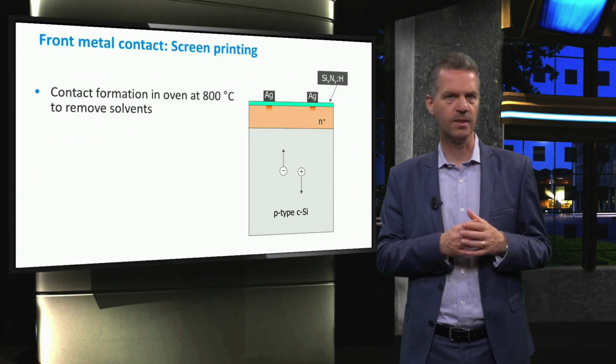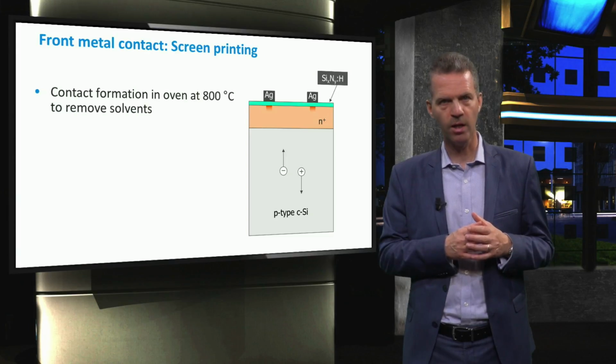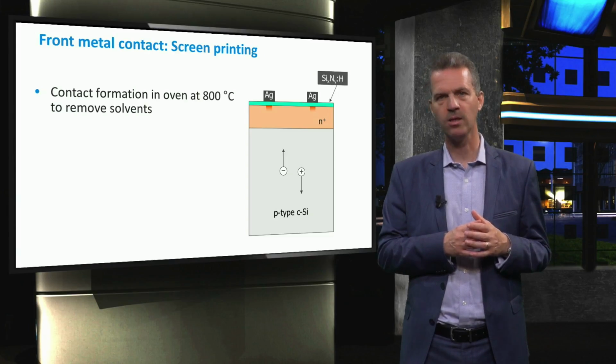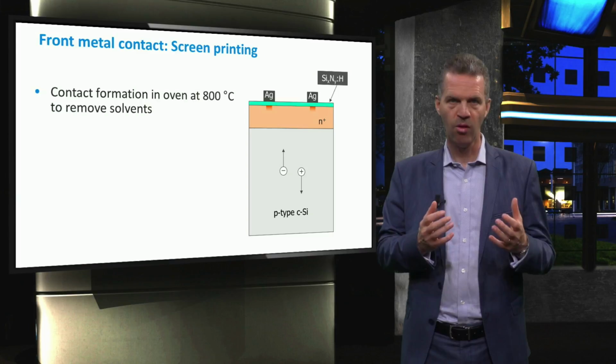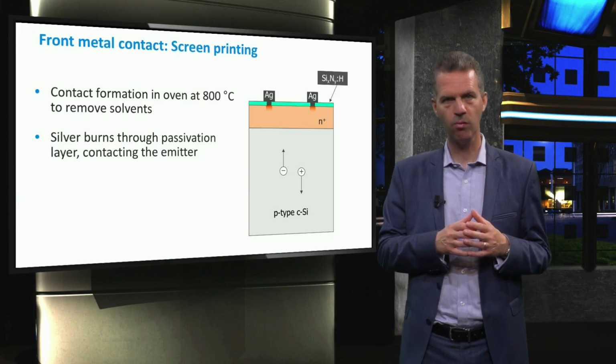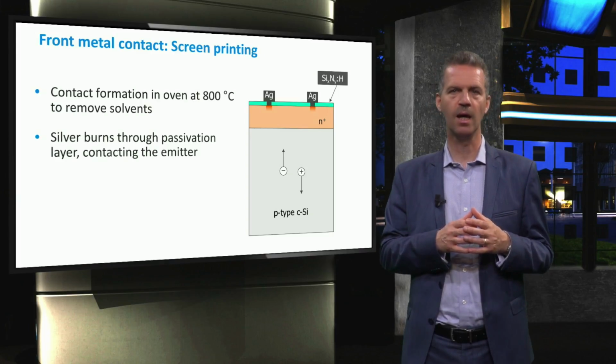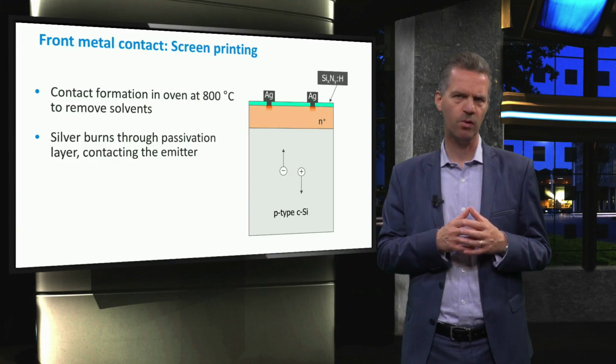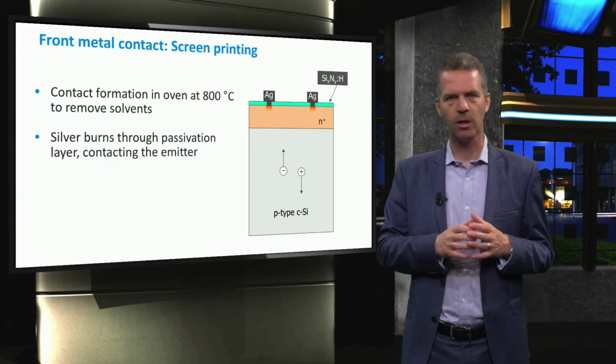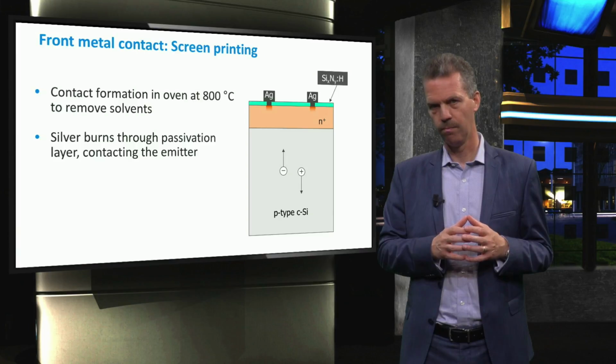After applying the paste, the contacts are fired in the furnace at approximately 800 degrees Celsius. This way, the silver will burn through the silicon nitride passivation layer, which was introduced in the previous video, and it will make contact with the emitter layer.